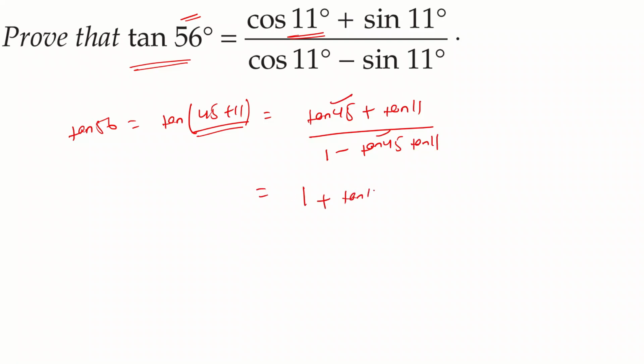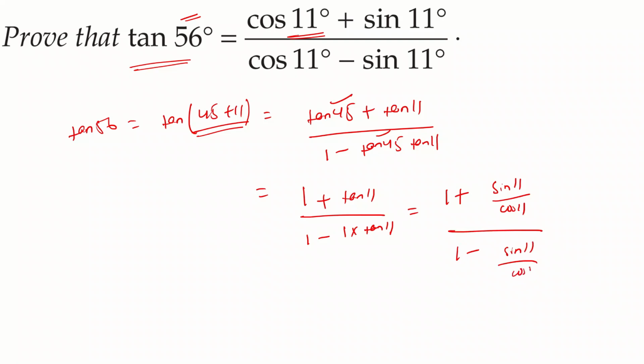1 plus tan 11 by 1 minus tan 45 is 1 into tan 11, and now we are having all the degrees as 11 and we are almost done. It's just some basic manipulations that we need. So what we do, we need our answer in terms of sine and cos, so we write tan as sine by cos, and in the next step we are done.